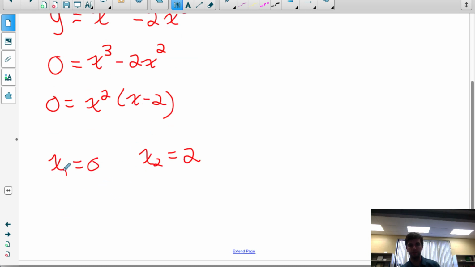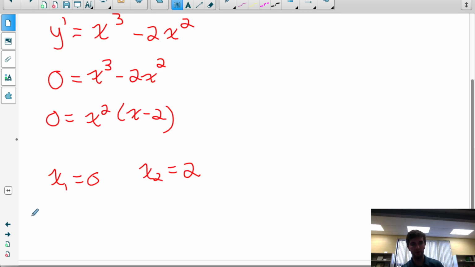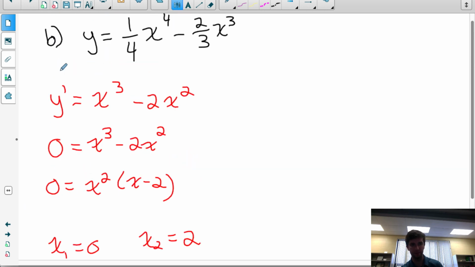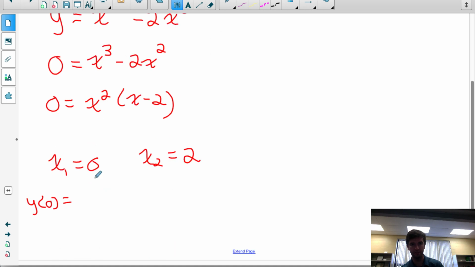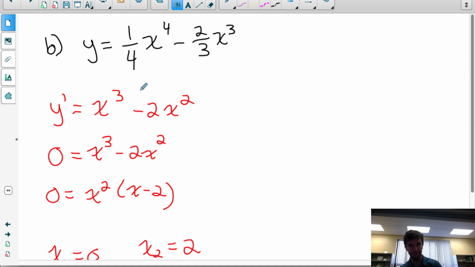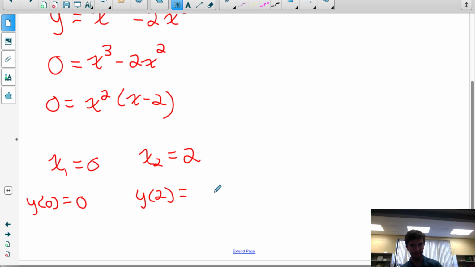Let's find the actual critical points by figuring out where is the original function when x is 0 and when x is 2. So let's evaluate y at 0, the original function. So y at 0 is 0. And let's evaluate y at 2, and I believe, so if I plug 2 into this original function, I would get negative 4/3.